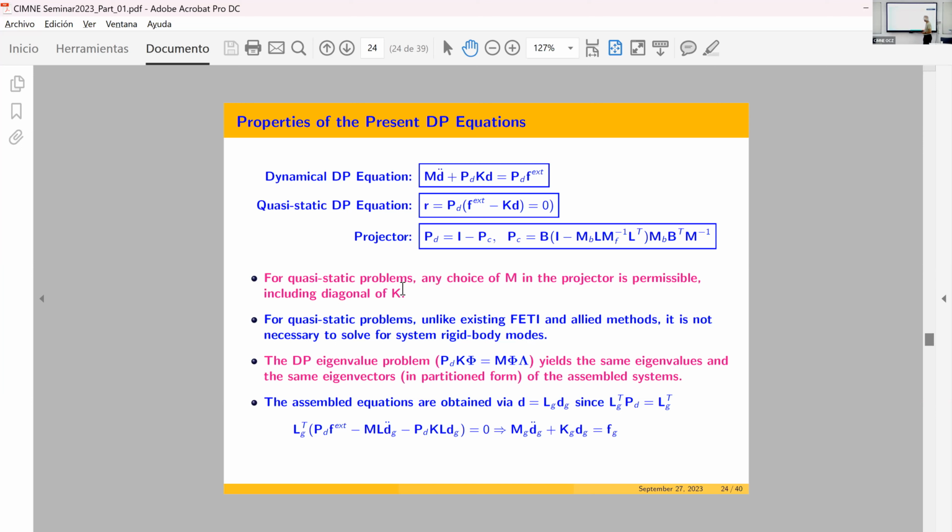Quasi-static problem, choice M can be anything. For example, you can choose a dynamic relaxation mass matrix. And for those of you who use the FETI or any allied method, for the solution of that Lagrange multiplier, you have to complement it with the principal solution, which is a rigid body model.